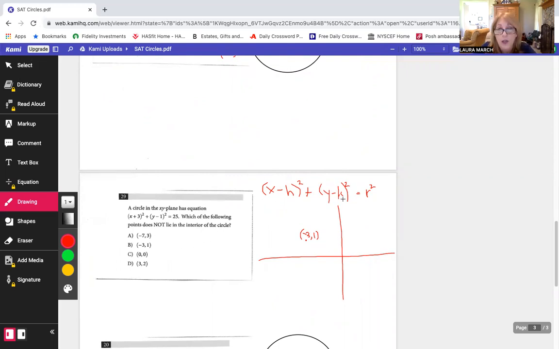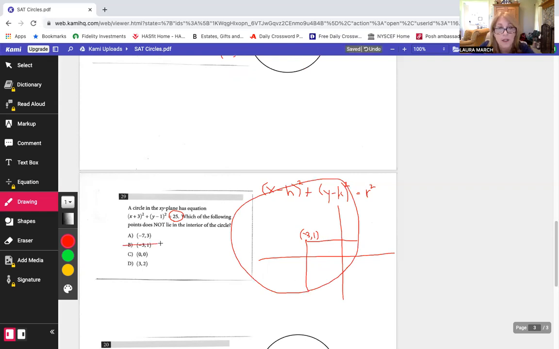So knowing the equation for a circle, we know the center of the circle is negative 1, 3, and the radius is 5. So I'd go down 1 and down 4 and over 3 and 2. So my circle is something like that. Which does not lie in the center?